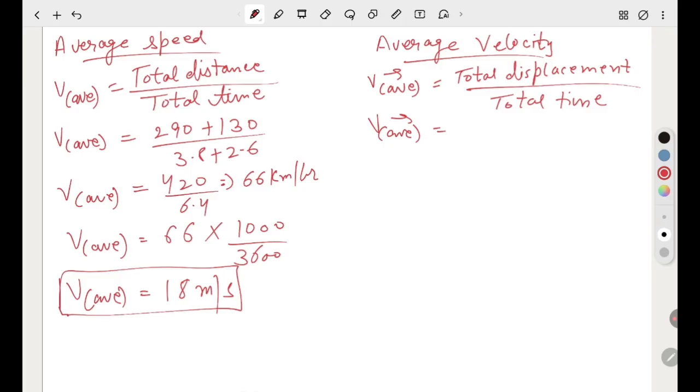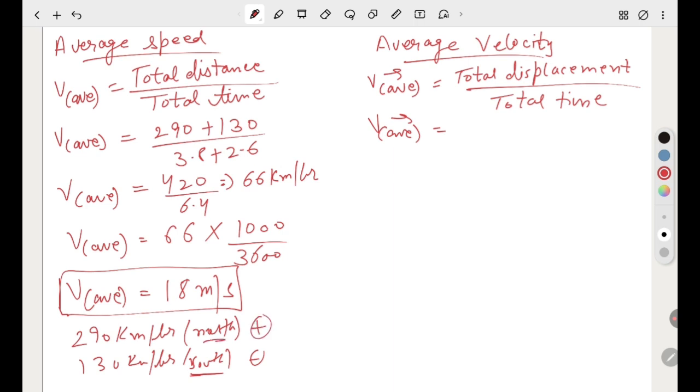For average velocity, we have 290 kilometers for the north and 130 kilometers for the south. For south, we always state the negative, and for north, we always state positive, because velocity is a vector quantity, so we have to put signs on the displacement. For the north, we put plus 290, and because of total displacement we put minus 130 for the south, since it is a vector quantity. And we divide this by 3.8 plus 2.6.